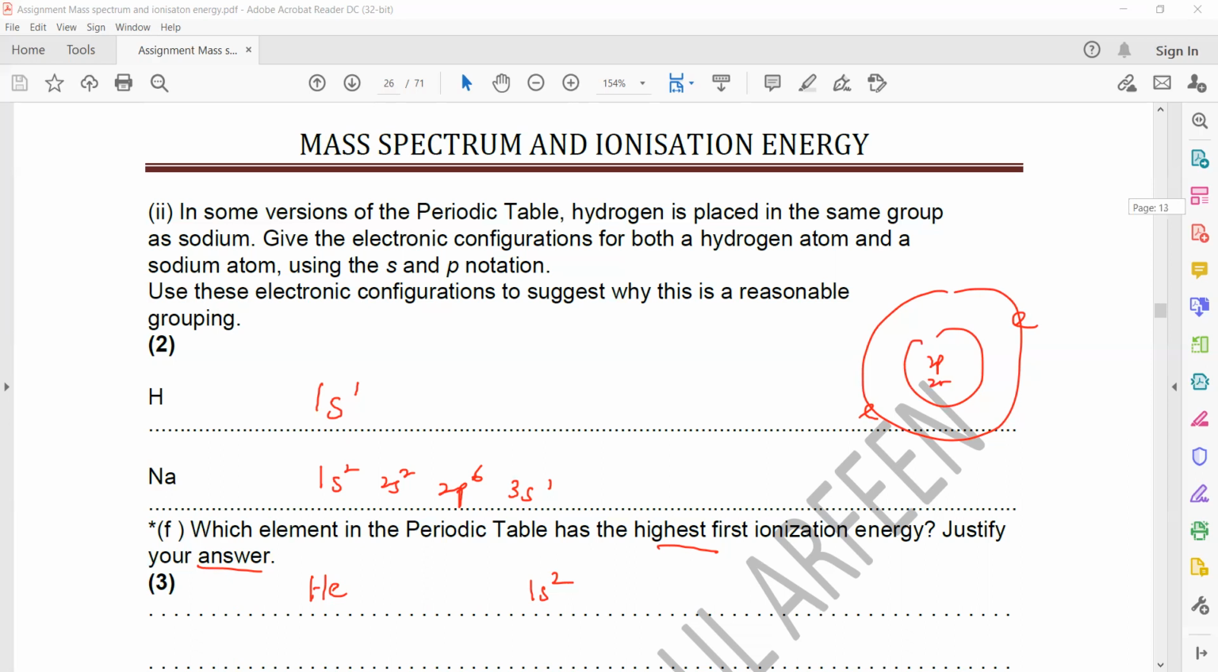And due to this complete shell, there is more attraction, and electrons are closer to the nucleus, so they will have more attraction. That's why it is having the highest.